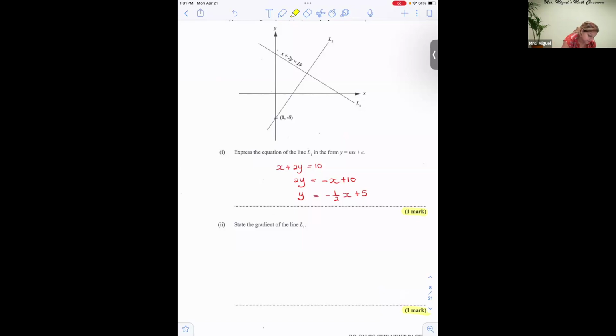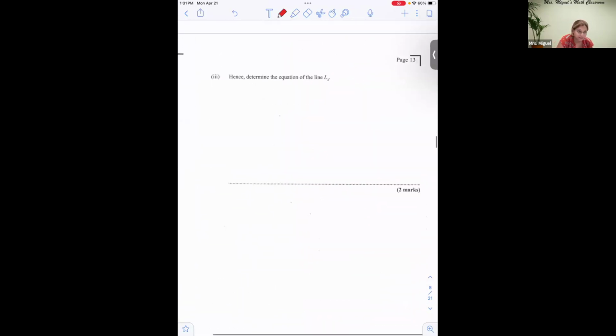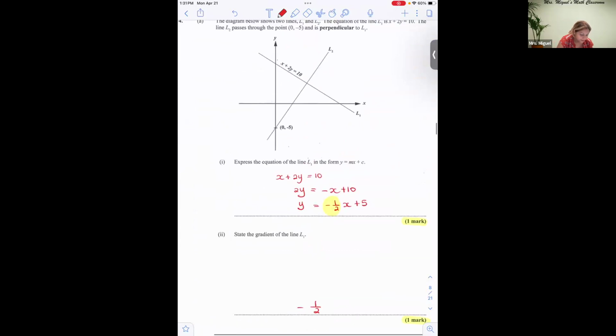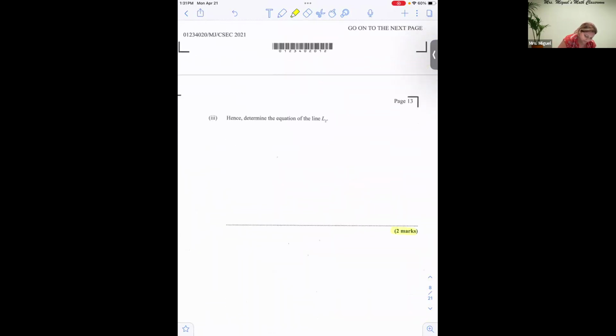All right, so you're supposed to recognize that the gradient is negative a half, and that wasn't bad at all. They are asking you to determine the equation of L2. So it is a perpendicular bisector, and it cuts the y-axis at negative 5. So our C value is negative 5. So you are required to state the negative reciprocal of negative a half and write the equation. For 2 marks, I believe, yes.